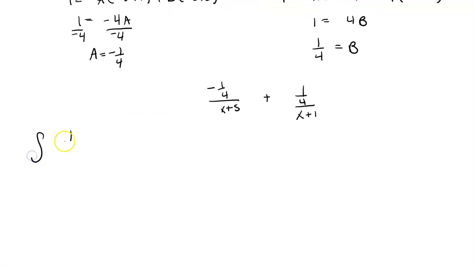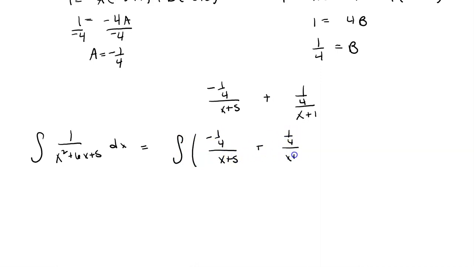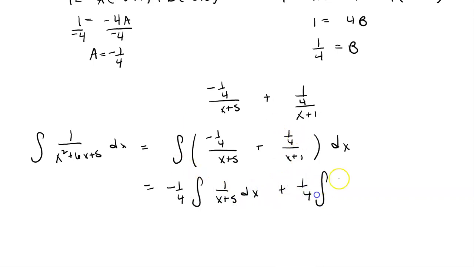So the integral of 1 over x squared plus 6x plus 5 dx is now going to be the integral of -1/4 over x plus 5 plus 1/4 over x plus 1 dx. And I can bring the -1/4 out front and integrate 1 over x plus 5 dx. And I can bring the +1/4 out front and integrate 1 over x plus 1 dx. And these are both really simple.